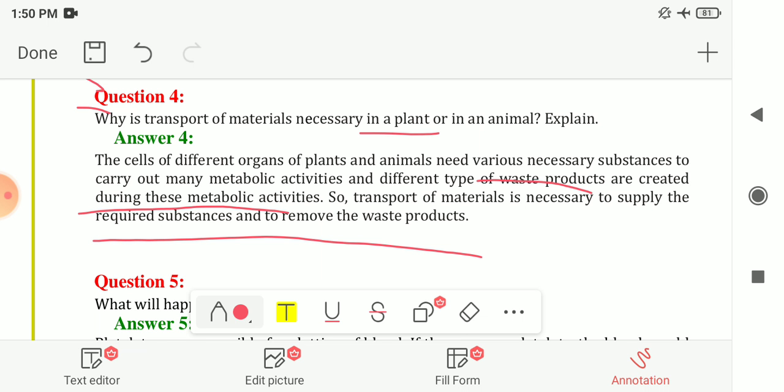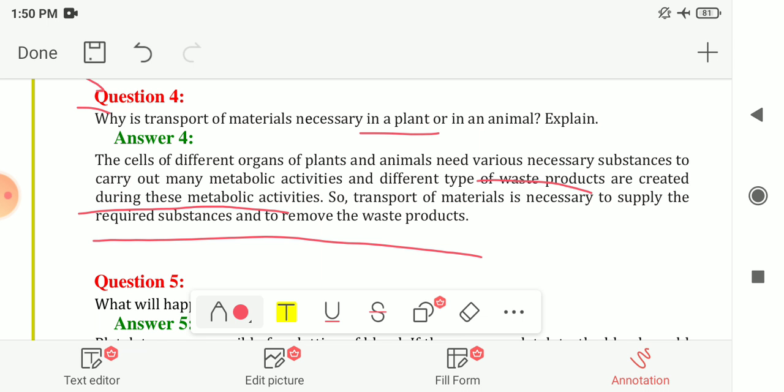Very long sentence. So the cells of different organs in our body as well as in animals and in plants, they carry out various activities which are known as the metabolic activities. Metabolic activities means the kind of activities which are necessary to sustain or maintain our life, like growth of our body, then excretion, then making of nucleic acids, lipids. So these all are known as the metabolic activities.